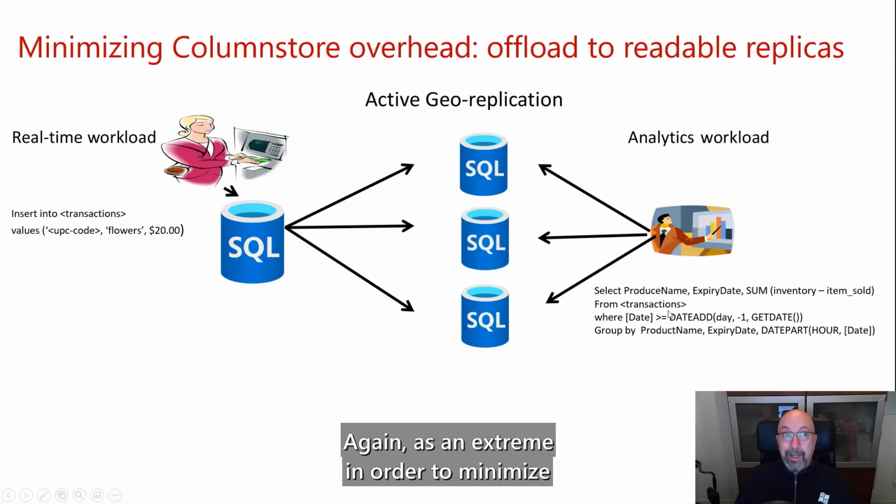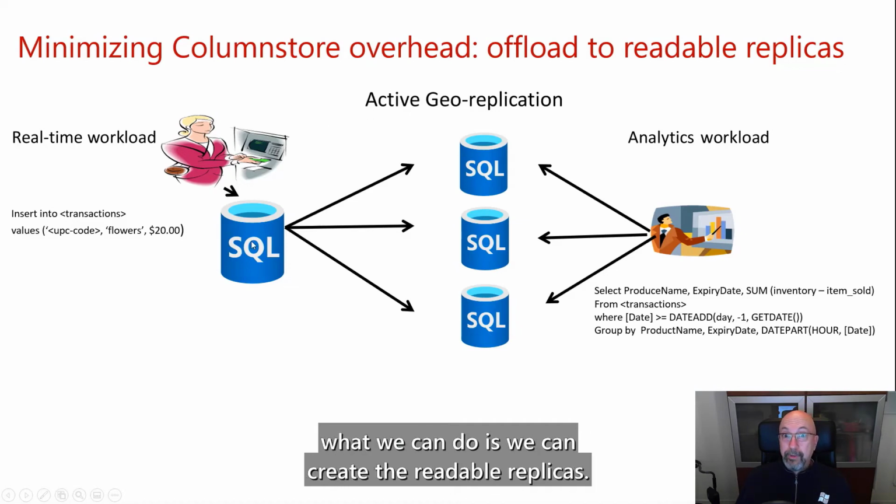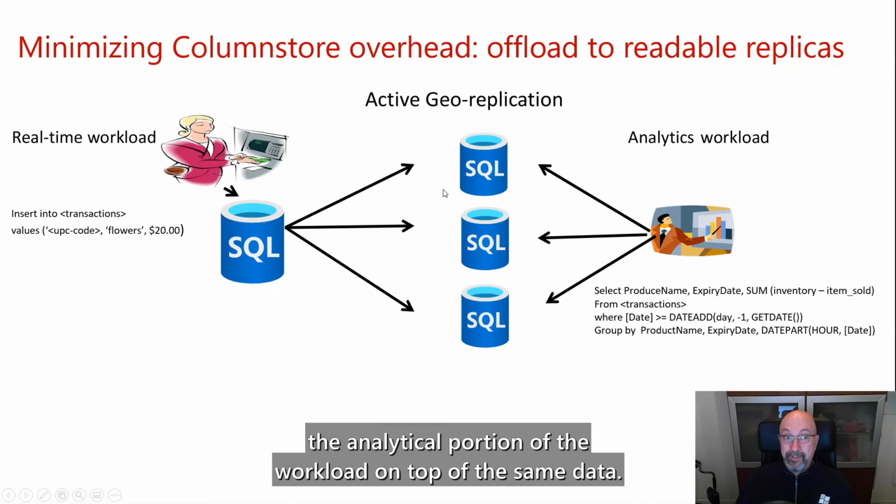And again, as an extreme, in order to minimize the potential overhead of a column store on top of OLTP data, what we can do is create replicas, right? Readable replicas, and those replicas can effectively scale out the way we are running the analytical portion of the workload on top of the same data.